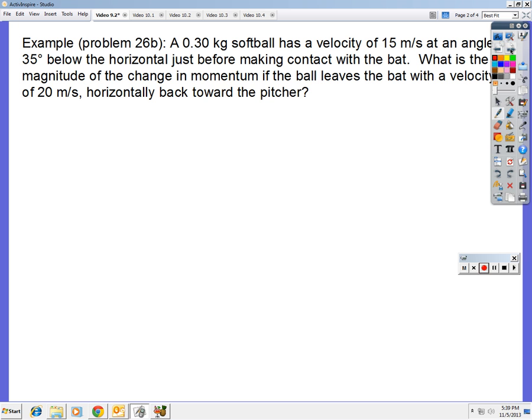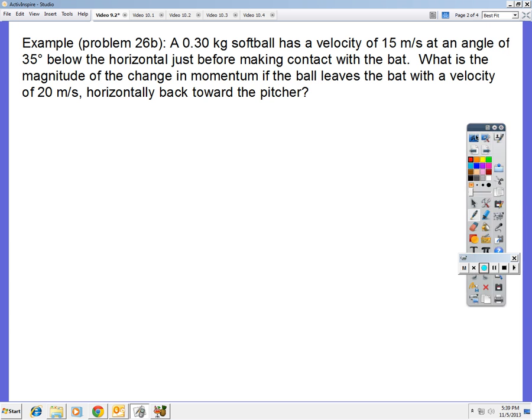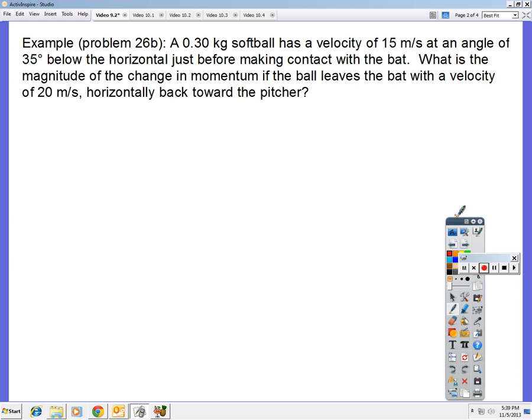Now in this example, which is taken from your textbook, you have a softball, you're given the initial and final velocities, and you're looking for the magnitude of the change in the ball's momentum. So we're looking for delta P, which is going to be equal to m delta v, or m times vf minus vi. Keeping in mind that vf and vi are both vectors, and therefore we can't just subtract 20 from 15. Instead, we have to look at the directions of the velocities.